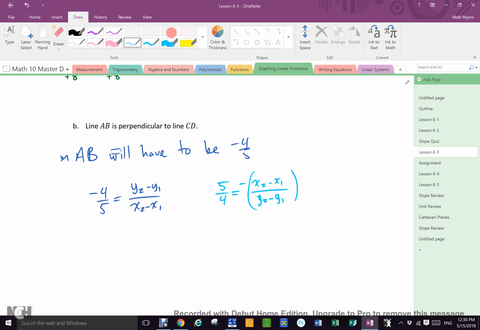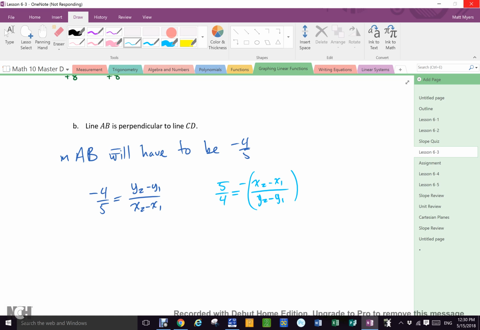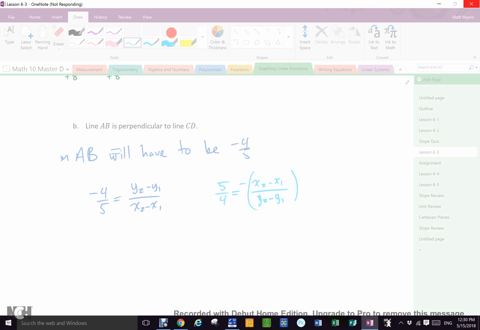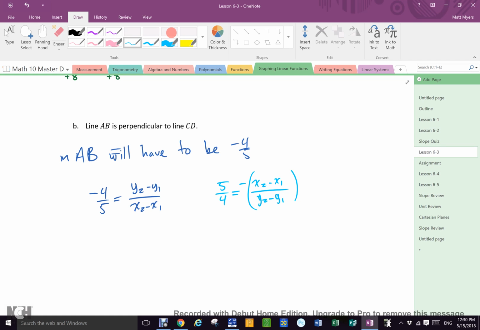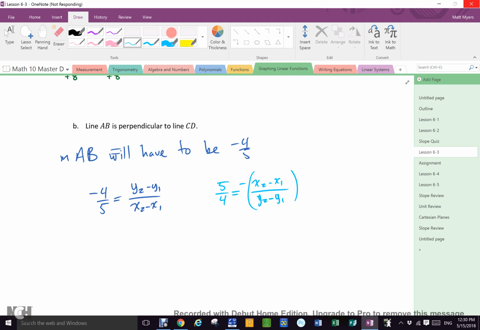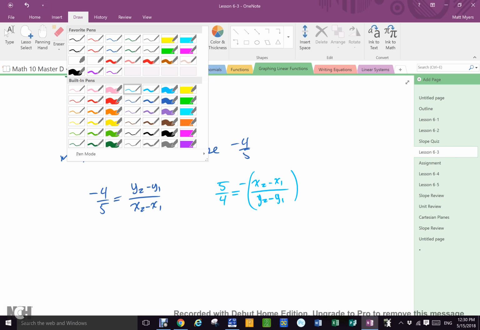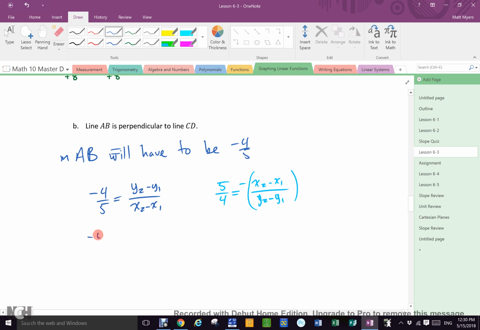Let's do the first one in dark blue. What goes where? My computer's frozen, so you guys fill it up. What goes in for y2 and y1?